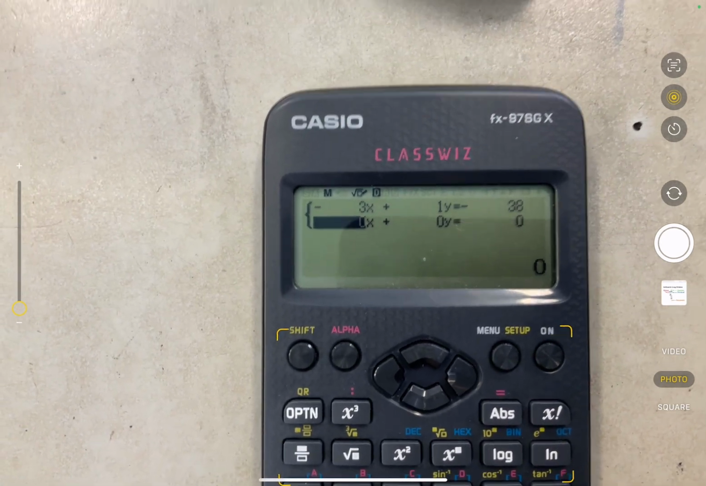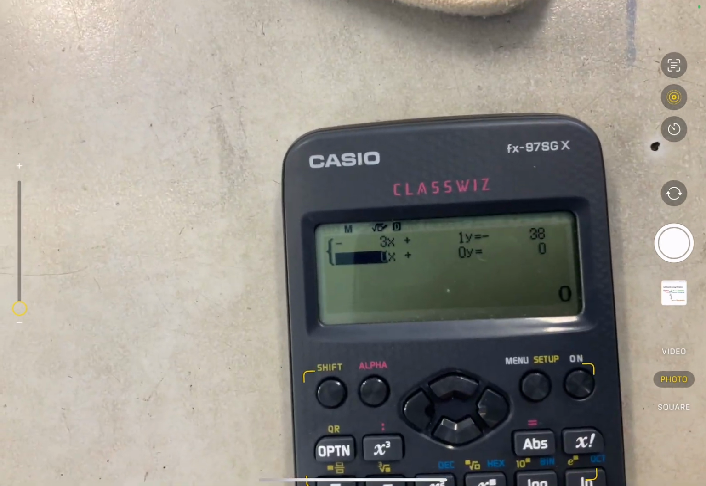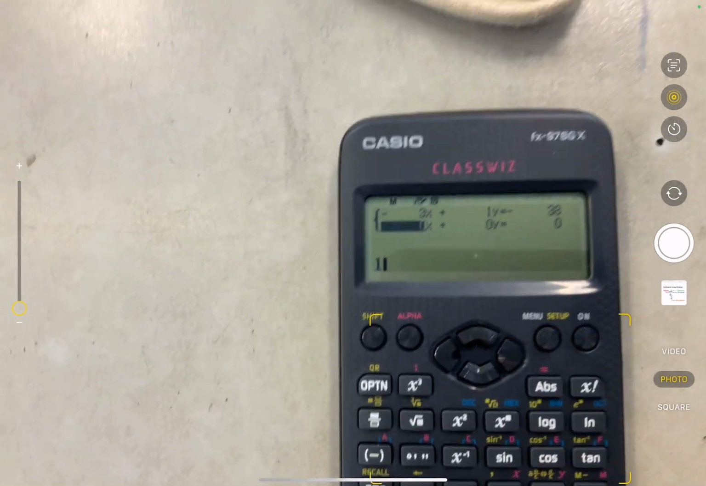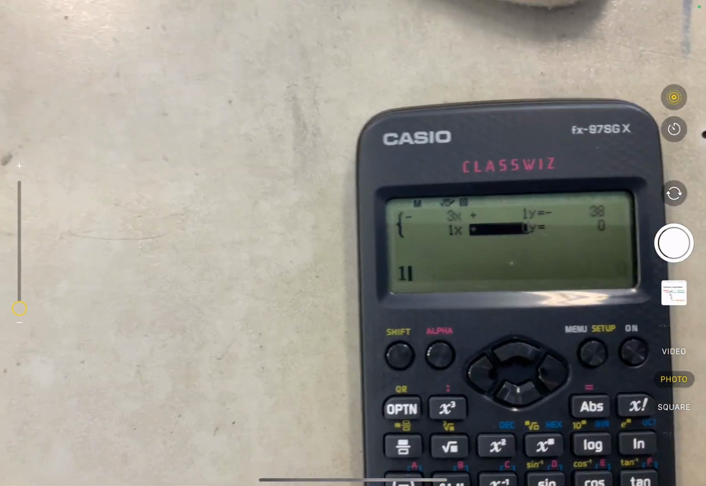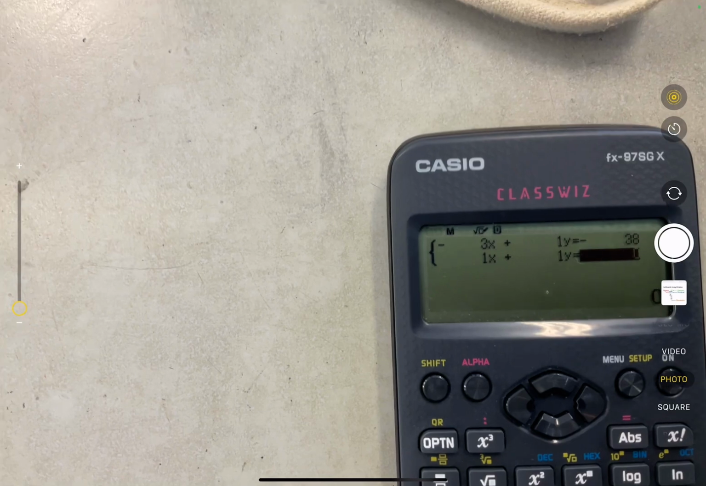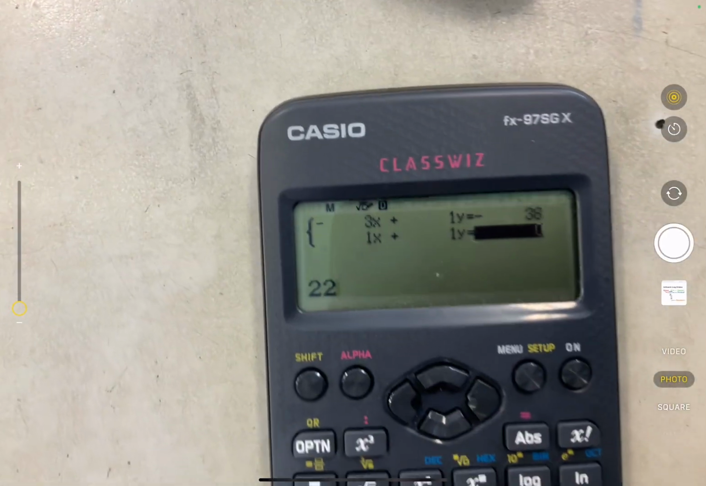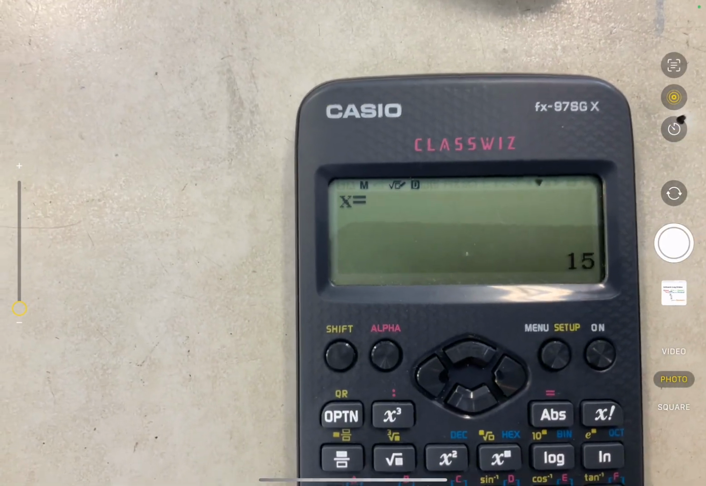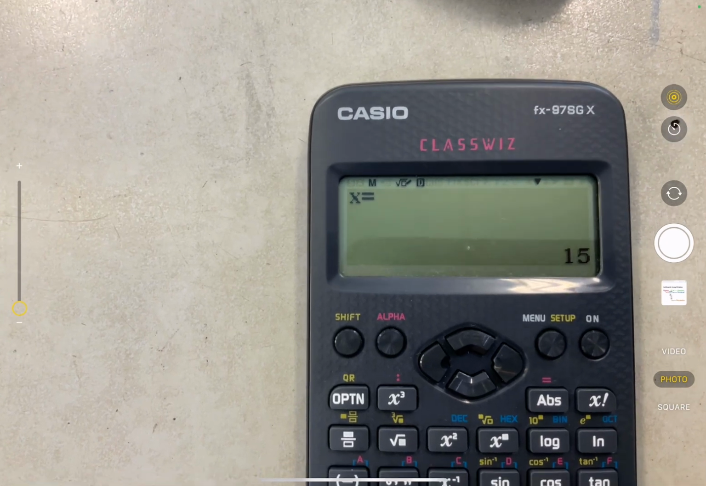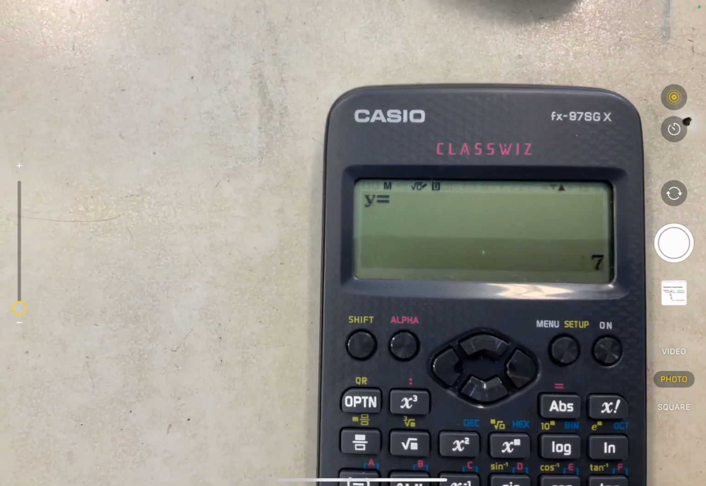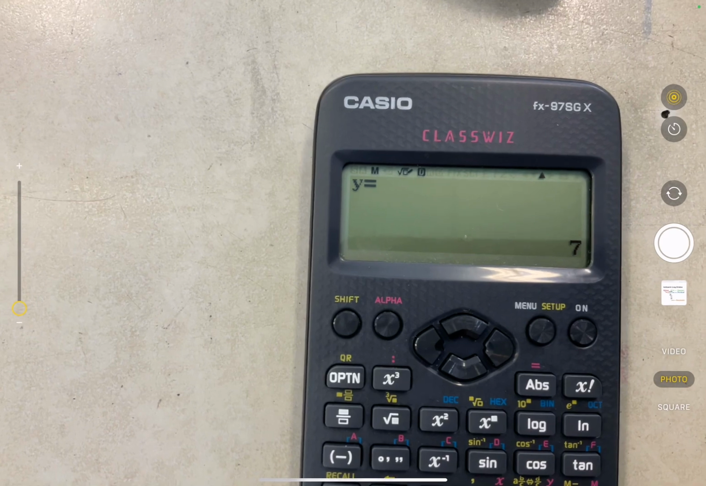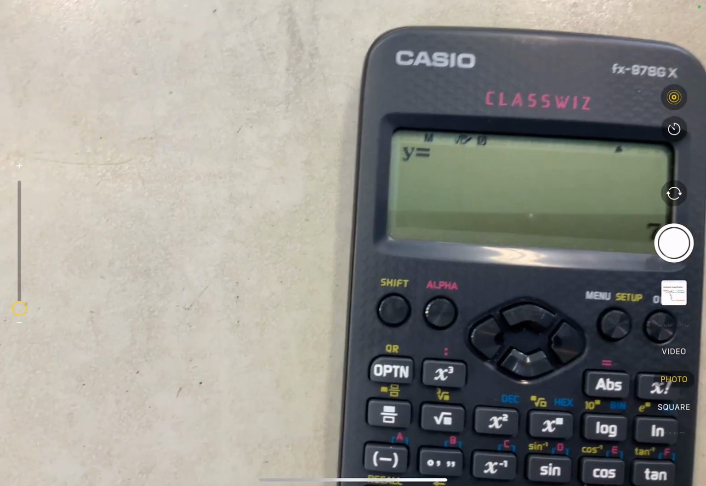Okay, the second equation is p plus q, so it's 1 plus 1, equals 22. Okay. So I'm going to key this in inside here. I just need to press enter. The first one is the p. P is 15. And my q is 7. Voila! Easy, right?